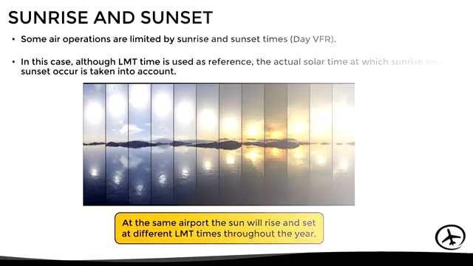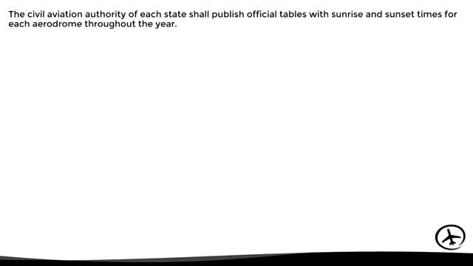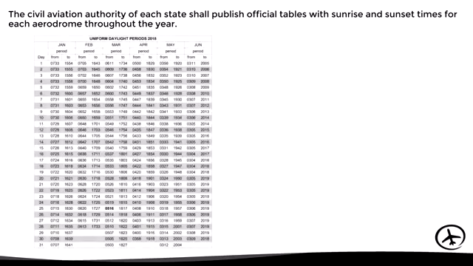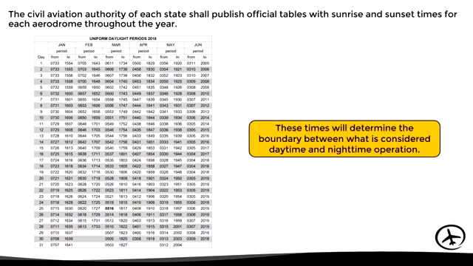This is why the Civil Aviation Authority of each state shall publish official tables with sunrise and sunset times for each aerodrome throughout the year, as we can see here. These times will determine the boundary between what is considered daytime and nighttime operation.